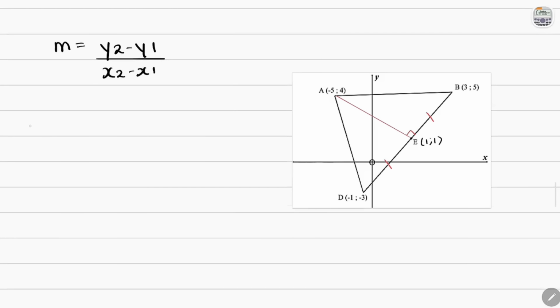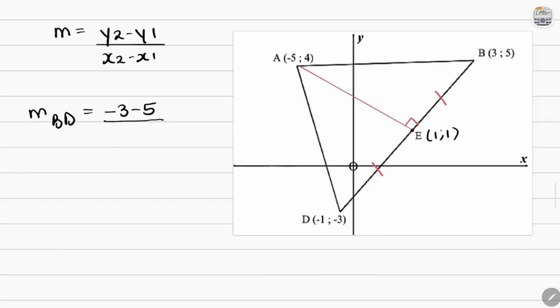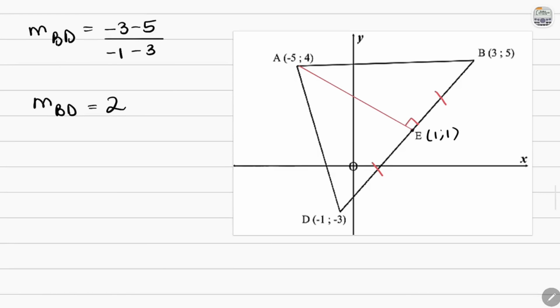x1. So the gradient of BD first, we'll just take B as the first point and D can be the second. So that is y2 minus y1, -3 minus 5, over x2 minus x1, so that is -1 minus 3. And so let's see what we get here. The gradient of BD is equal to -8 over -4 in the denominator. So we get 2 here. Okay, now let's find the gradient of AE.